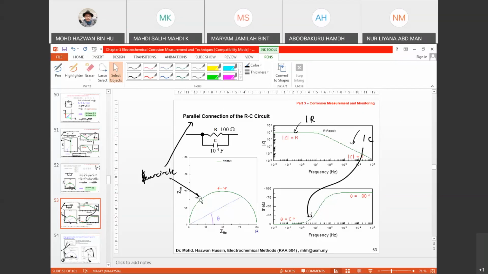From the Nyquist plot, as I said, it forms a semicircle. And another thing is that you see that the point actually starts from origin.